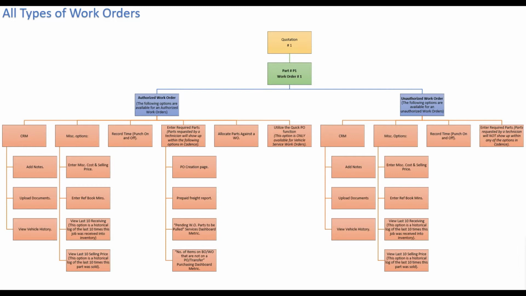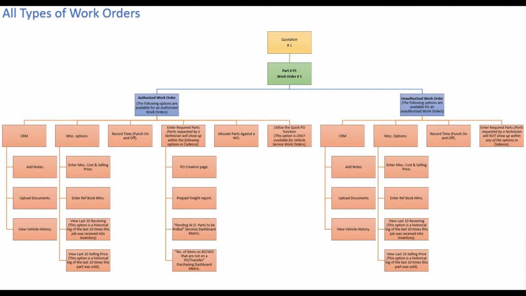Now, if the customer does give you the authorization to move ahead with the job, you do have the option to change the quotation and change the work order from an unauthorized state to an authorized state, at which point you'll now have the ability to allocate parts against the work order. Allocate parts means that you're going to actually deduct the parts from inventory and charge it against the work order. Also, just a few bells and whistles wherein, for all the parts that are required, the system automatically generates a list of parts to pull from inventory.